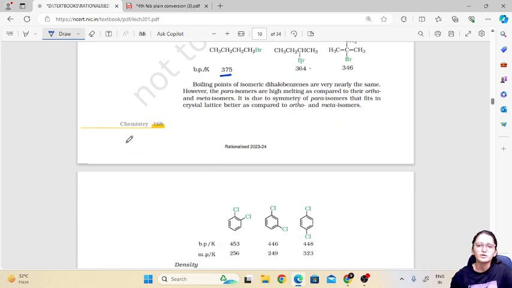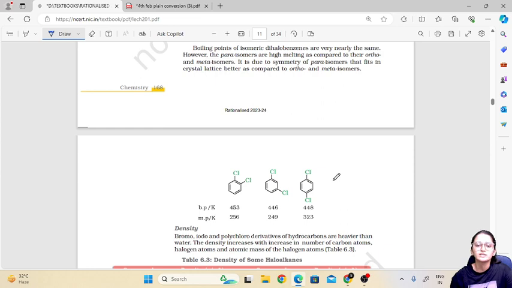Then one more thing about ortho and para, that is, boiling points of isomeric dihalobenzenes are nearly the same. However, para isomers are high melting. So you can see these are the three examples in which this is a para. Okay, this is a para arrangement, and in these three you can observe that this is a symmetrical arrangement. So why does the para isomer have a higher melting point? Para isomers are high melting as compared to ortho and meta. This is because of the symmetry of para isomers that fits in the crystal lattice. So this symmetry fits in the crystal lattice perfectly. That's why it is difficult to break the bonds.